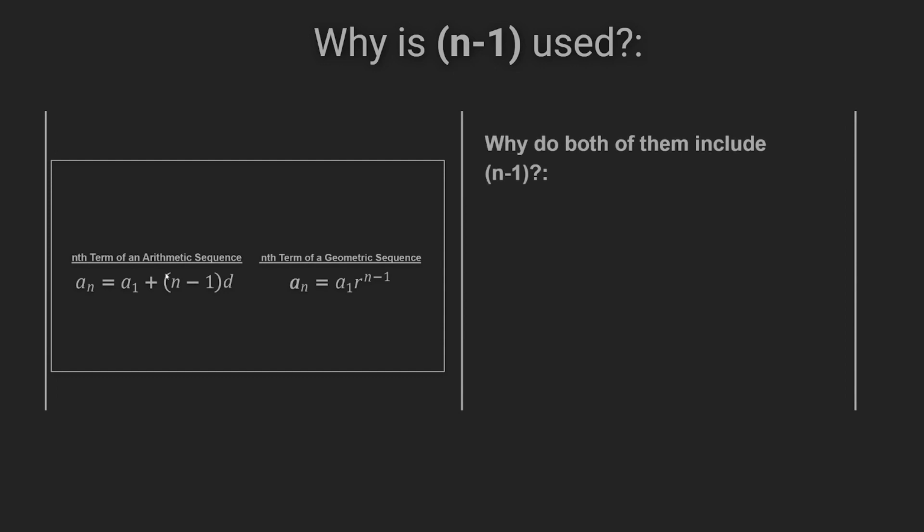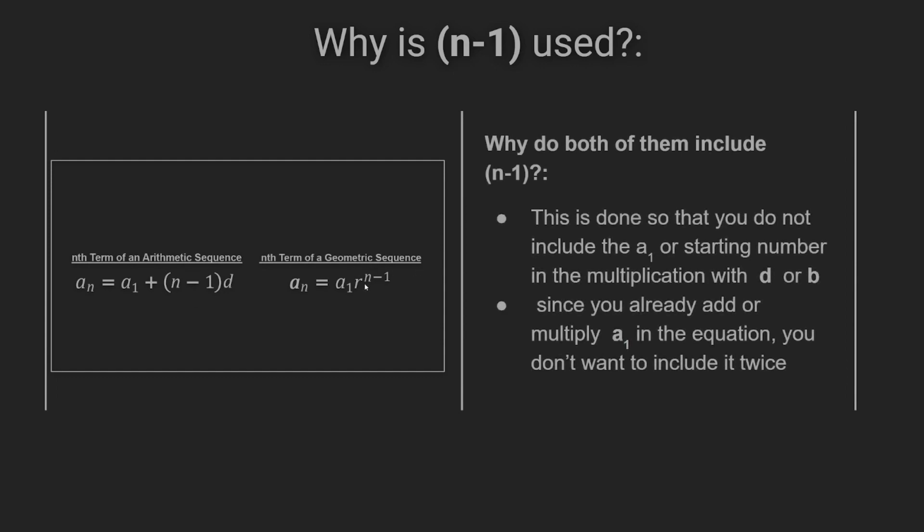is also explained here. N minus 1 is used so that, as seen here, it's n minus 1 and then n minus 1. It's included in both types of sequences because a1, or the first term in the sequence, is already included. So you don't want to multiply or divide or add and subtract it twice because that would mess up your answer of the nth term.